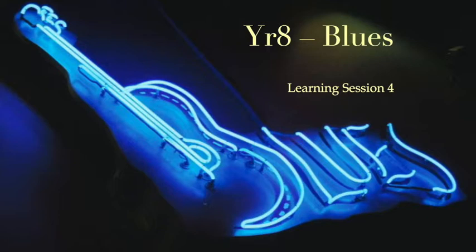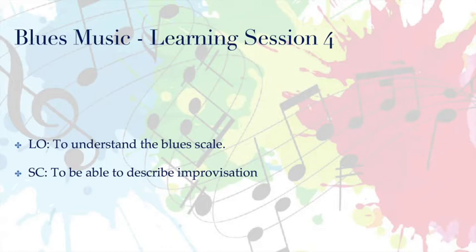Before we begin, make sure you've got your knowledge organiser and a pen to write with. You will have some space in your knowledge organiser to make any notes that you wish to make from the learning session on Learning Session 4 underneath the questions. So our learning objective for this session is to understand the blues scale. Success criteria: to be able to describe improvisation.